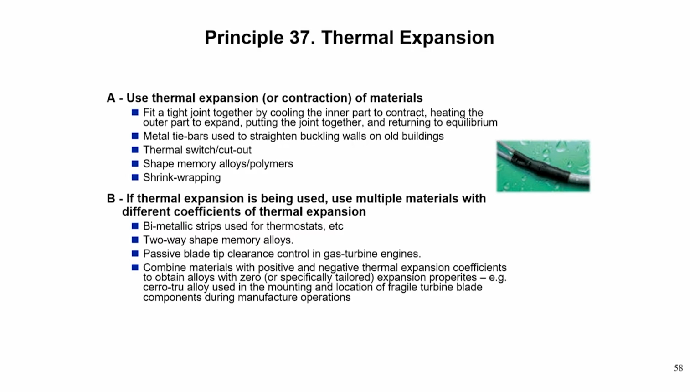And in fact, if thermal expansion is already being used, use multiple materials with different coefficients of thermal expansion, like bimetallic strips, two-way SMA, passive blade tip clearance, or combine materials with positive and negative thermal expansion coefficients to obtain a kind of resultant zero thermal expansion coefficient. So, this is the principle 37.